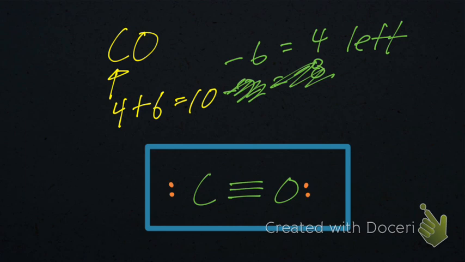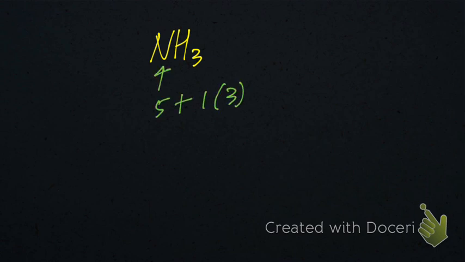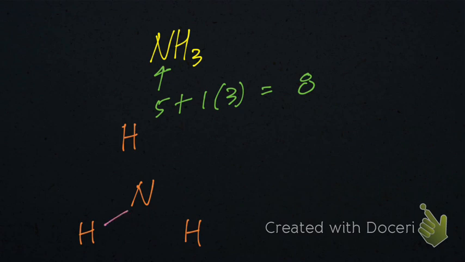Any other ones that you'd like me to do? Yes? Which one? NH3. Okay, let's do NH3 really quick. We're looking at 5 plus 1 times 3, okay? 8 total. You have N in the middle, and I'll just put H as like a triangle. We're going 2, 2, 2. That's minus 6. I have 2 left.